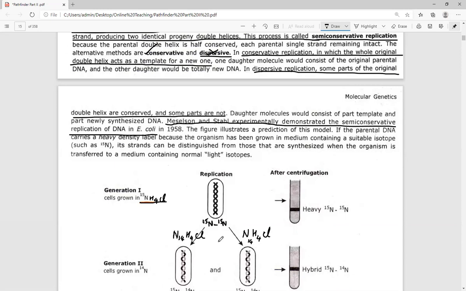Okay. Now this is NH4Cl and this is NH4Cl. In both the media, what is going to happen? One strand will remain as the parental strand and the other strand will be biosynthesized. एक strand तो parental रहेगा ही रहेगा और इसके सामने दूसरा strand क्या हो जाएगा? The other strand is going to be biosynthesized.